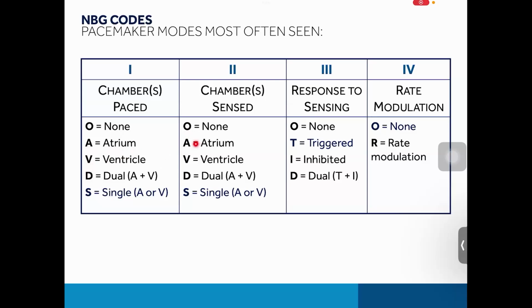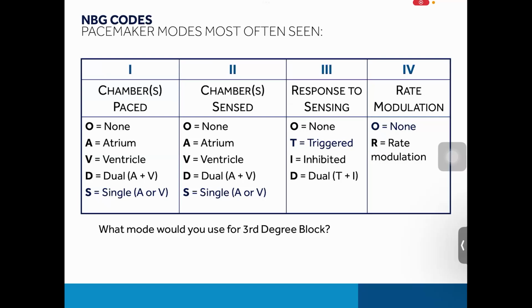O means no pacing, A refers to the atrium, and V refers to the ventricle. The second letter: O none, A atrium, V ventricle, D dual. Third letter: O means none, T triggered, I inhibited, D dual, trigger and inhibition. Okay. Fourth letter: O means none, R means rate modulation.